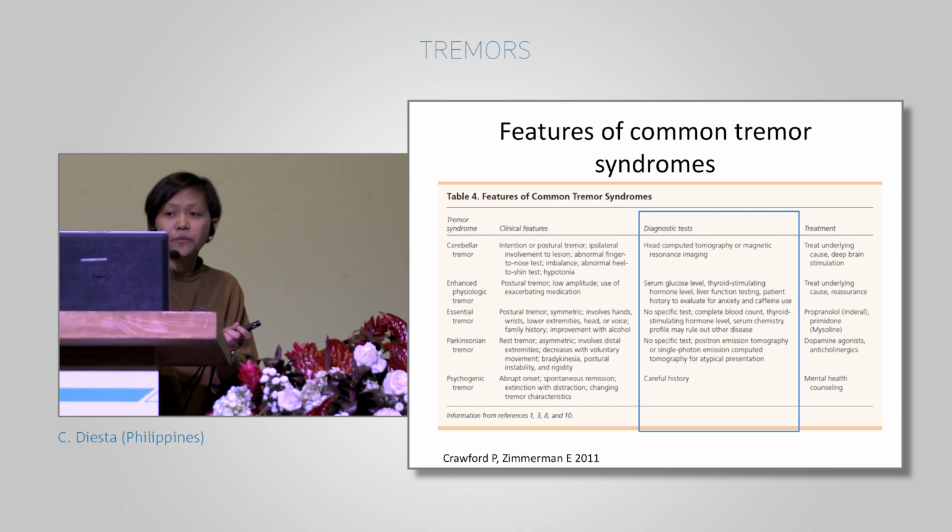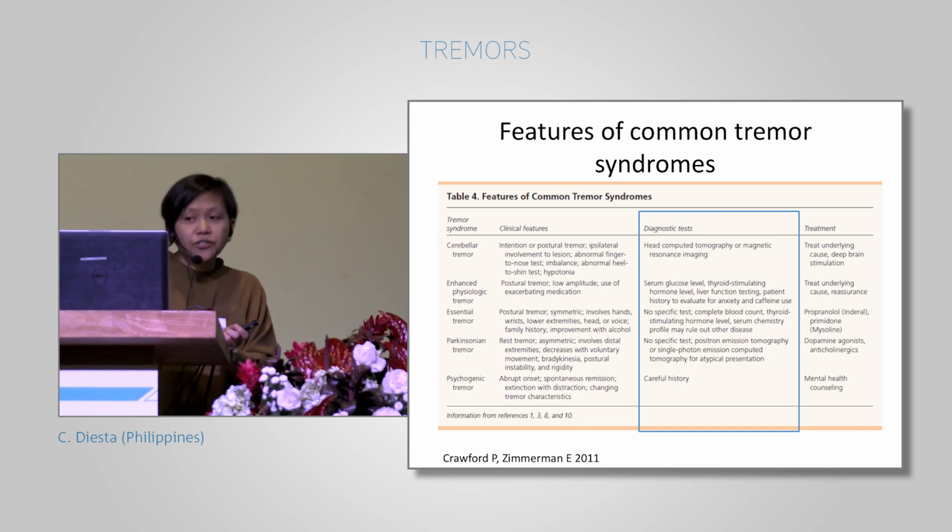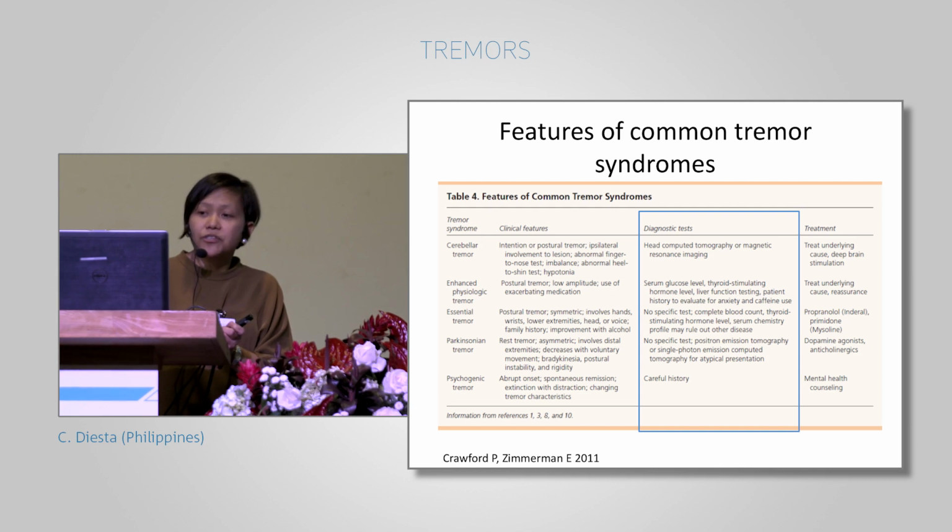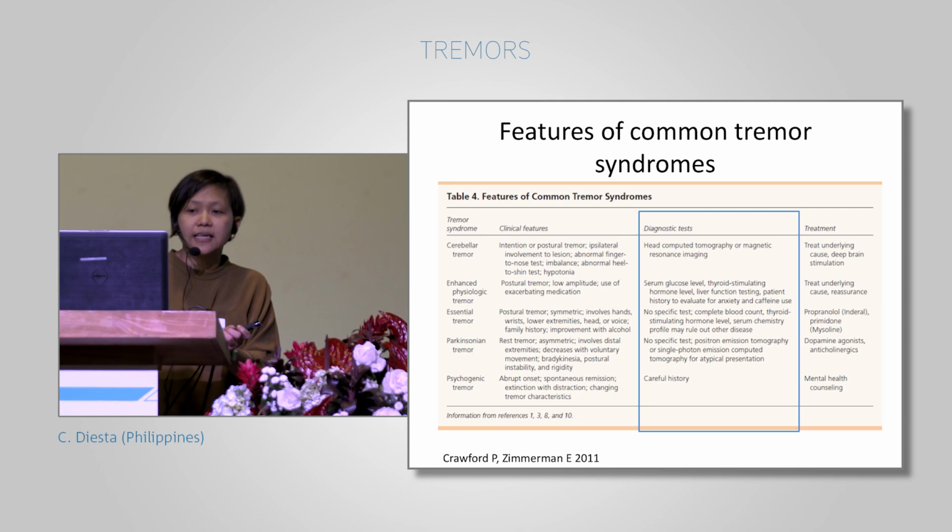For the cerebral tremor, for example, we have to make sure to do a head computed tomography or an MRI. For an enhanced physiologic tremor, we do some tests to look for the serum glucose level, thyroid stimulating hormone level, the liver function testing, and patient history, of course, to evaluate for any anxiety or caffeine use. Essential tremor, there's no specific test for this, but do the routine tests, including thyroid, TSH, a serum biochemistry profile to rule out other illnesses. Parkinsonian tremor, also no specific test, but can do PET tomography or the SPECT. For psychogenic tremor, we need to do a very careful history.